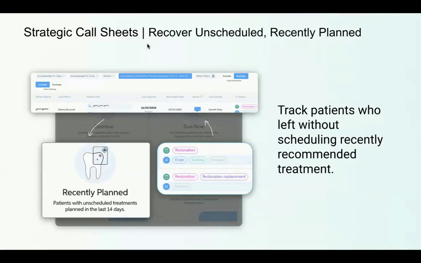So having a way to have all of these lists ready at your fingertips in one area streamlines your day, saves time, and gives your front office team the gift of knowing they have multiple ways to now fill the schedule.